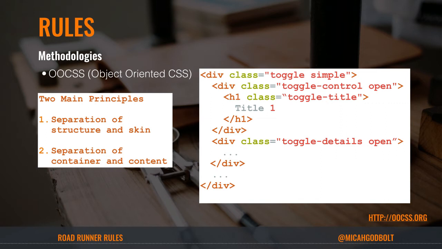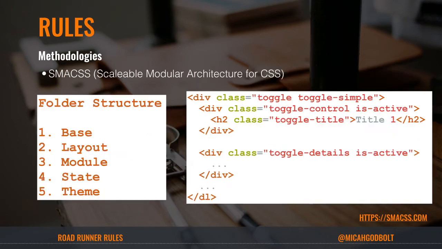So when we talk about rules, we talk about a number of things. Things like methodologies, whether you're using OOCSS, separation of structure and skin, separation of container and content. There's a good little example of how this code might look in that coding format. Or SMACSS. SMACSS dives into even more, like the folder structure. How is the CSS organized? How is the CSS layered on top of the HTML to create your finished product? And that's another example of code.